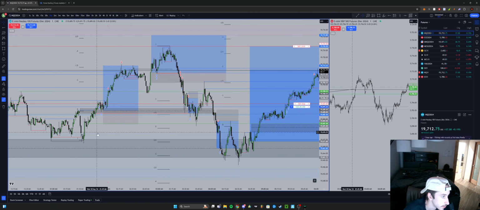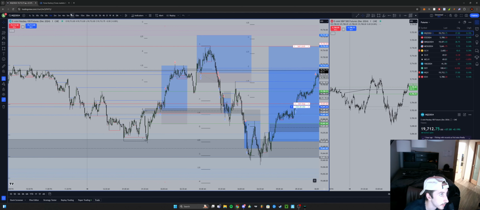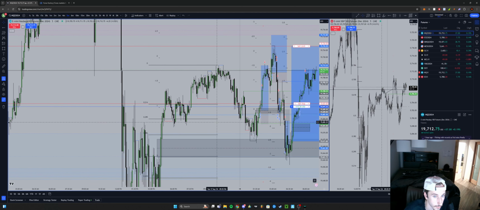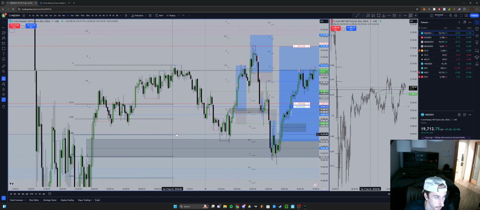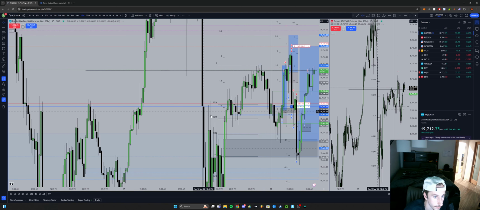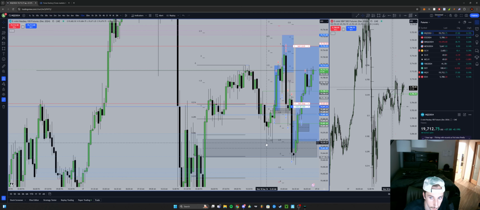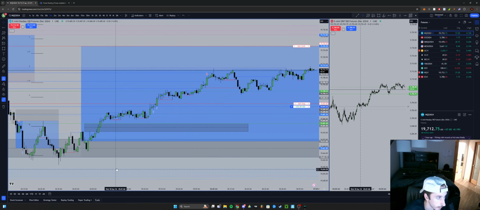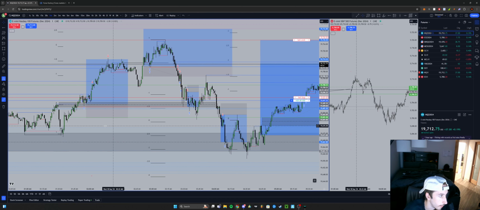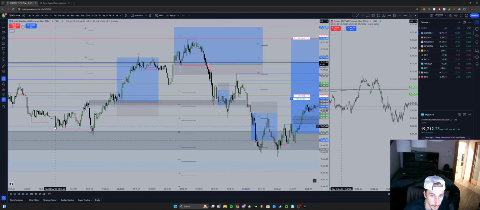So basically this is what I was looking at, right? I just want to make this quick and simple. We have our 15-minute gap. We trade into that 15-minute gap right here. And then we SMT with these lows right here.